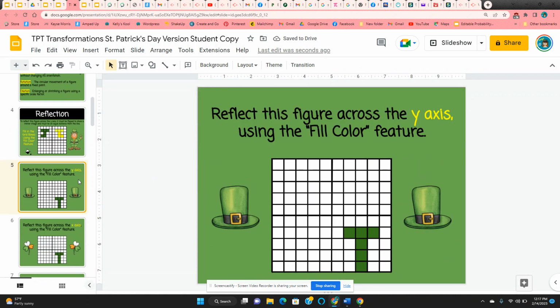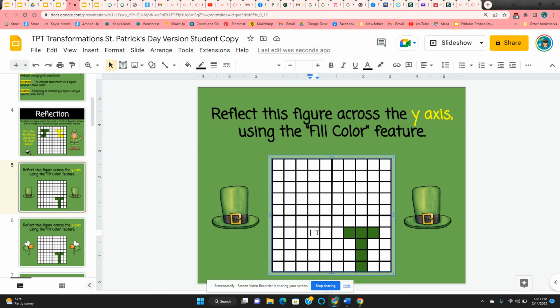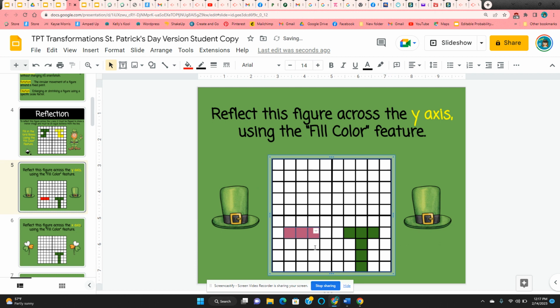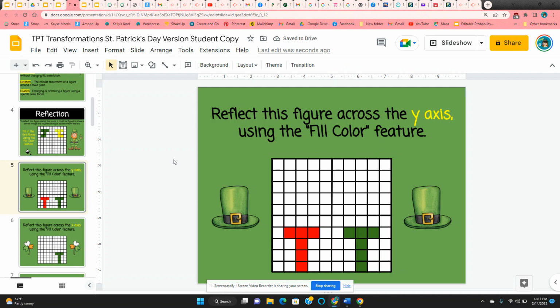Now the next one, they have a T shape. They're going to reflect this across the y-axis. So that means it's going to be equal distance from the y-axis. And again, they highlight what they want. They can choose any color they like. And there they have a reflection across the y-axis.